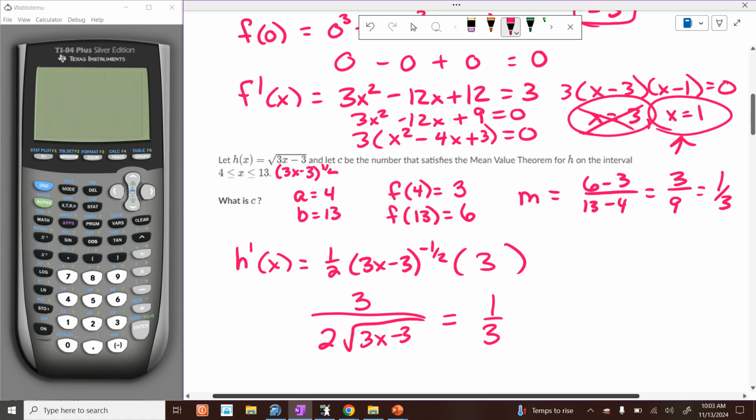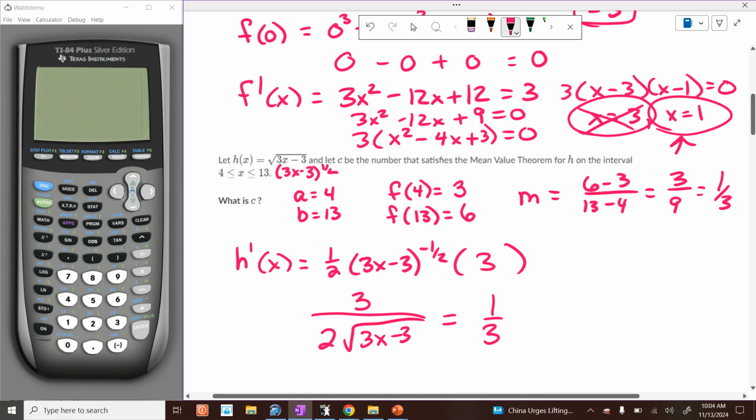So 3 over 2 square root of 3x − 3 should equal 1/3. The first derivative equals the slope of the endpoints in the mean value theorem. How in the heck do we solve this?